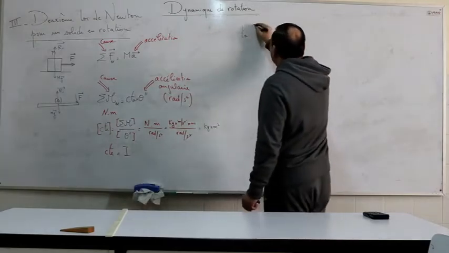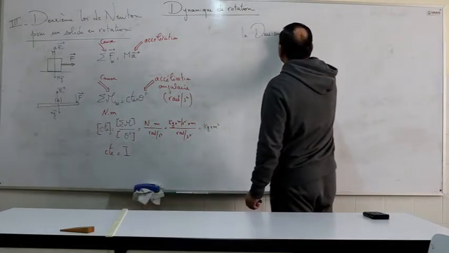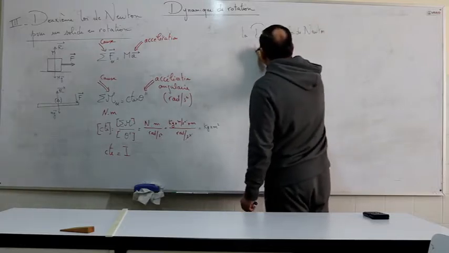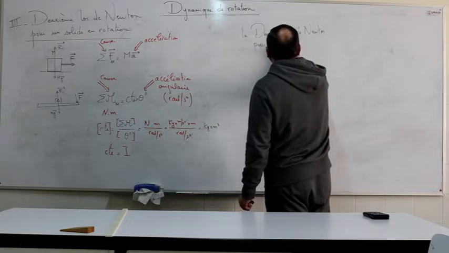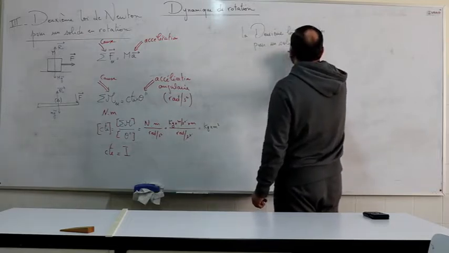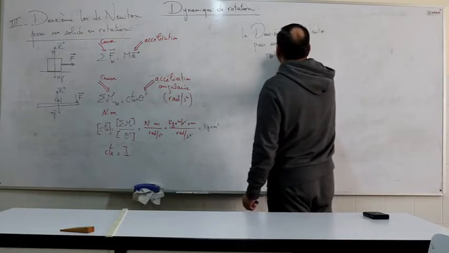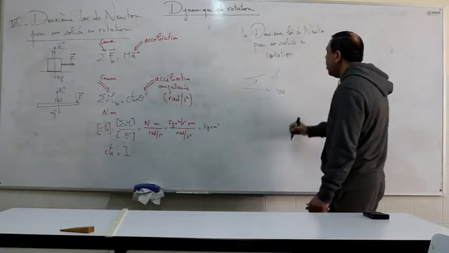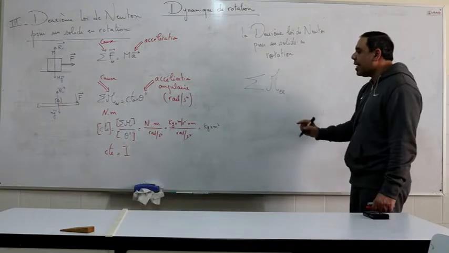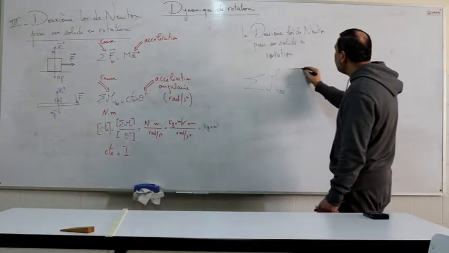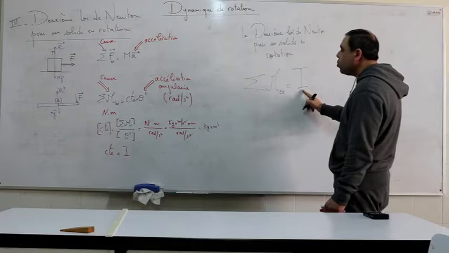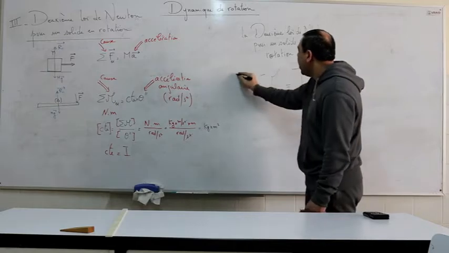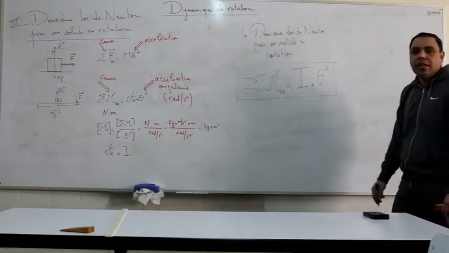Therefore, Newton's second law for a solid in rotation becomes as follows. The sum of the moments of the external forces is equal to I, the moment of inertia of the solid with respect to the axis of rotation, multiplied by the angular acceleration. This formula should be memorized.